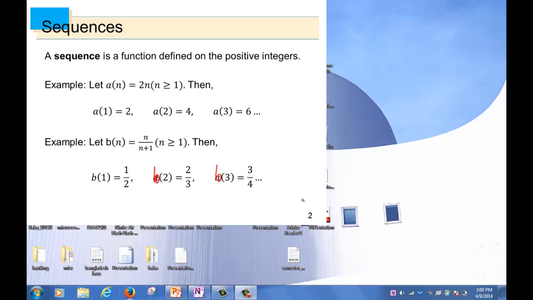Now, usually we use letters f, g, h to denote a function, but when we talk about a sequence, it's more traditional to use lowercase a, b, c. Usually we use x as the input variable, but when you speak about sequences, the more traditional choice is n. Okay? N or m or k. Those are the usual choices. So again, a sequence is a function. The domain is the set of positive integers.